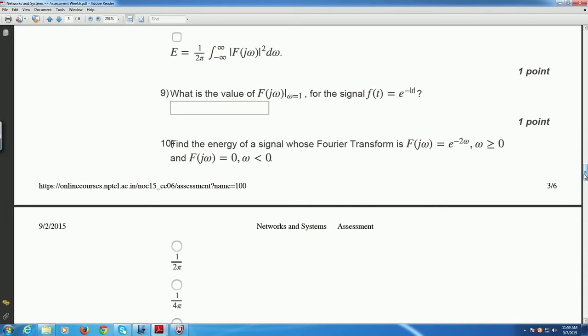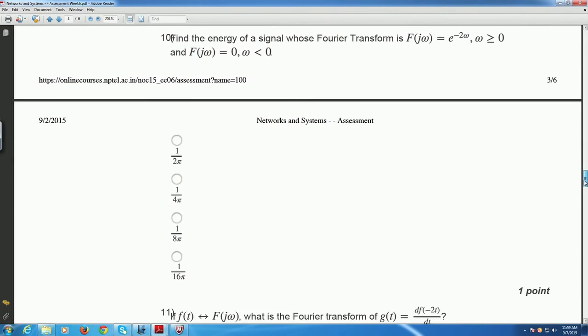And the next question is about a signal whose Fourier transform is e power minus 2 omega for omega greater than or equal to 0, and it is equal to 0 for omega less than 0. You have to find the energy of the signal. Now, you can use Parseval's relation and the definition for the energy in terms of the Fourier transform, and it will be a very simple integral that you have to do, and you will get the answer. So, this is more or less an integral question, the 10th one. You have to use a very simple integration.